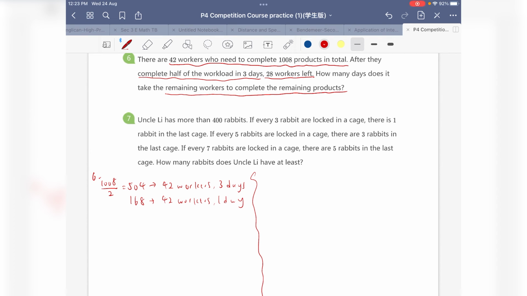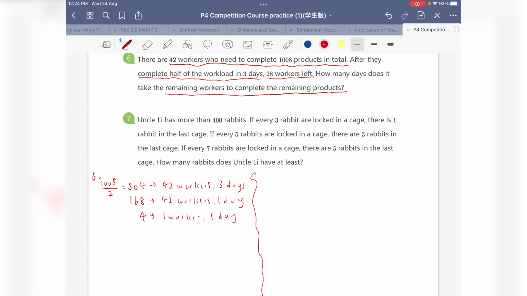Now, divided by 42 again, because we have to find the number of workers. How much product would one worker produce in a day? We take 168 divided by 42, we get 4. 1 worker, 1 day. Aha, that's the main idea.